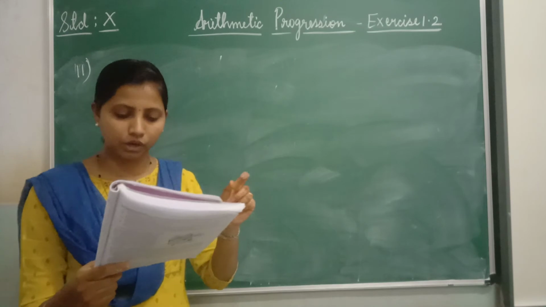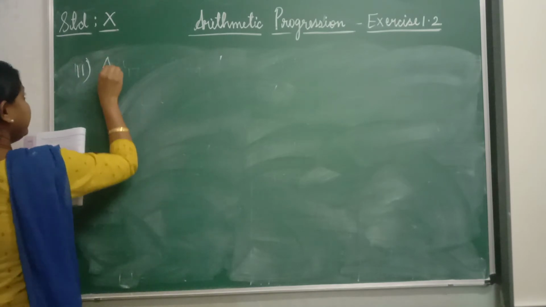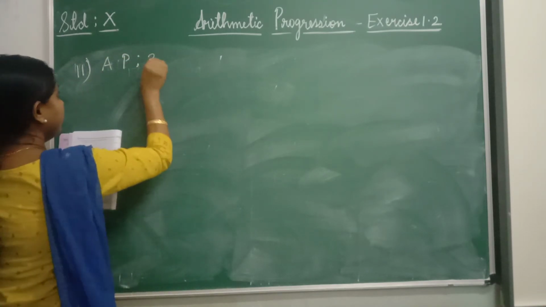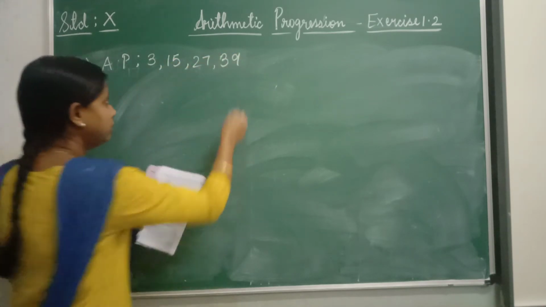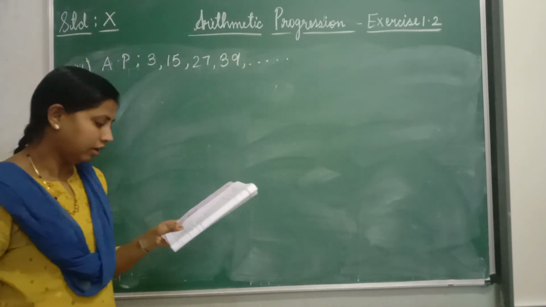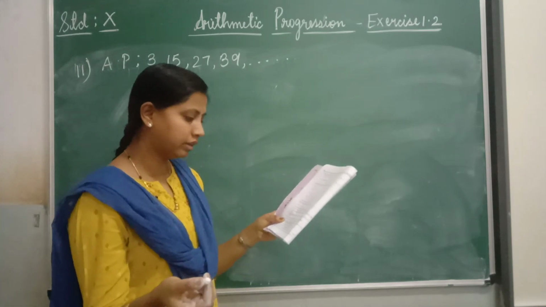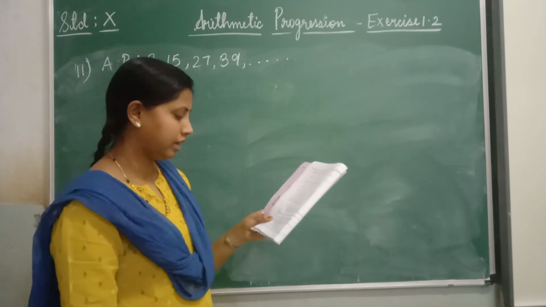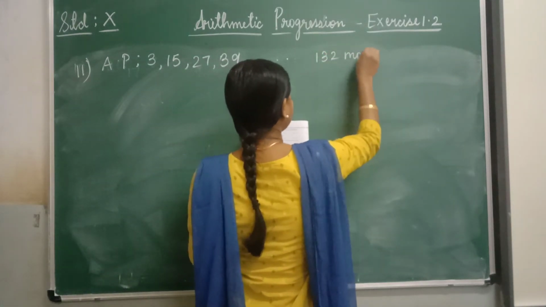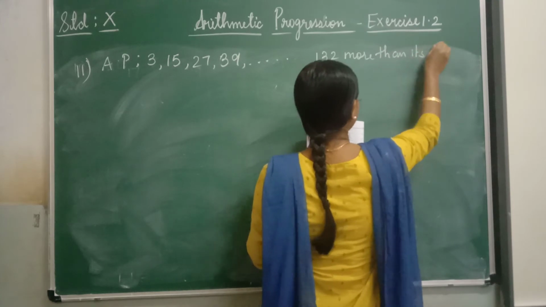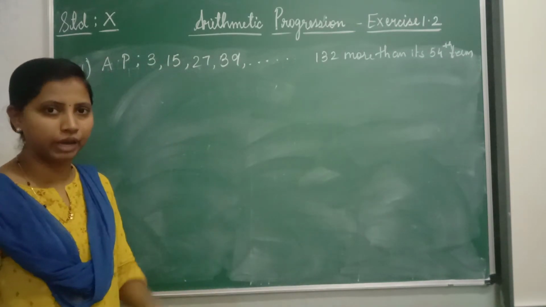Question is, which term of the AP 3, 15, 27, 39 ... is 132 more than its 54th term? Understood? So for this question, what do we have to find first?